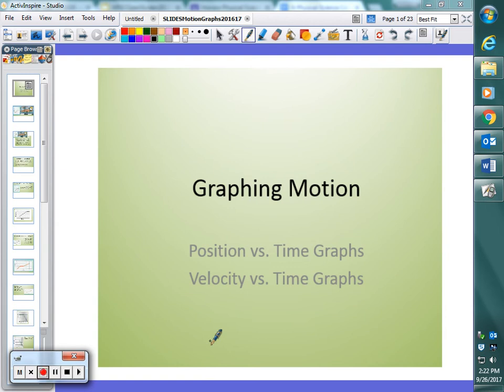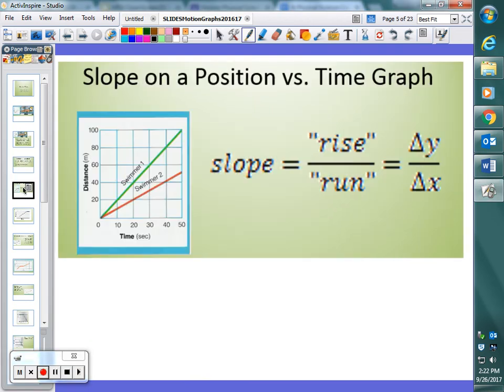But then, towards the end of class yesterday, we started talking about that if we analyze that graph a little bit more, we find out that looking at the slope of the graph will actually tell us something else about that motion. What does the slope on a position versus time graph tell us? Not speed, velocity.